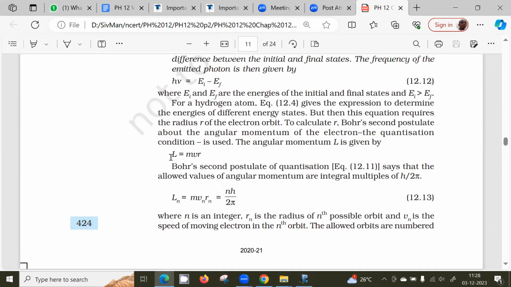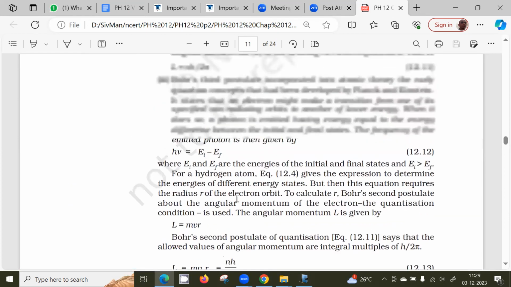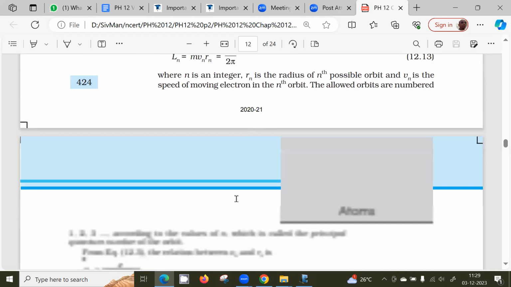See, these are the two equations. What is this quantization condition, which is given by Bohr? L equal to mvr, and mvr equal to n into h by 2 pi. So mvr cannot take arbitrary values. It can take values which are integral multiples of h by 2 pi. This is one equation. And the second one is the force.